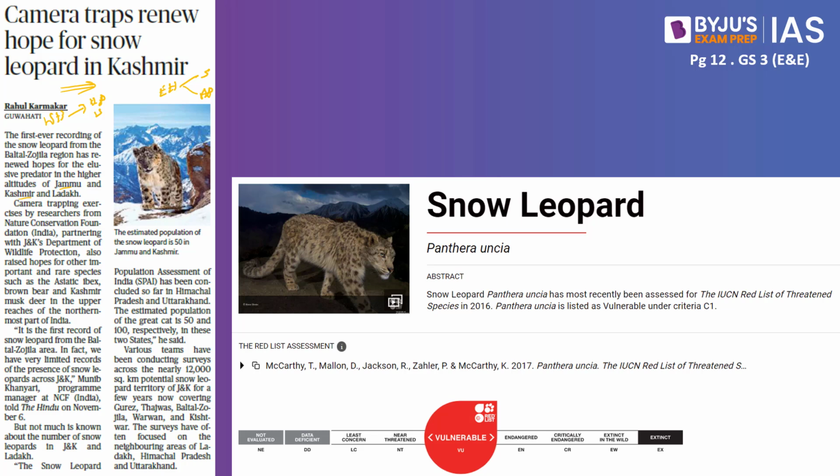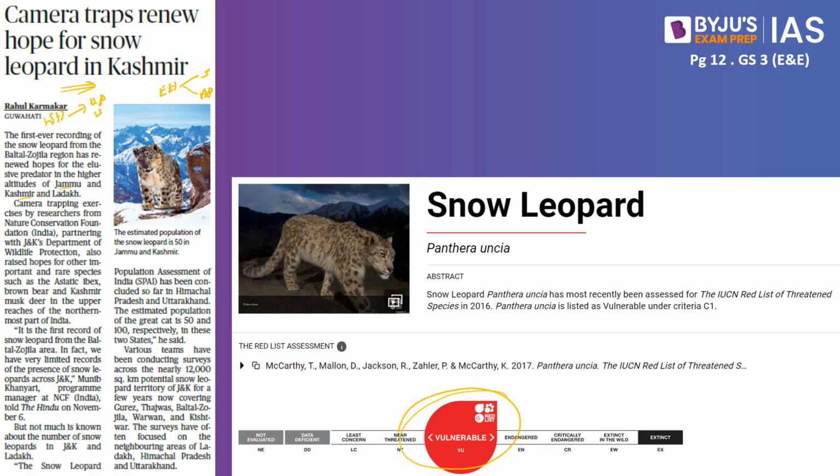What is the IUCN status of the snow leopard? The IUCN status happens to be vulnerable. It is also present in Schedule 1 of the Wildlife Protection Act of 1972, and it is also listed in Appendix 1 of the Convention on International Trade in Endangered Species, CITES, as well. This is important from the preliminary examination point of view.